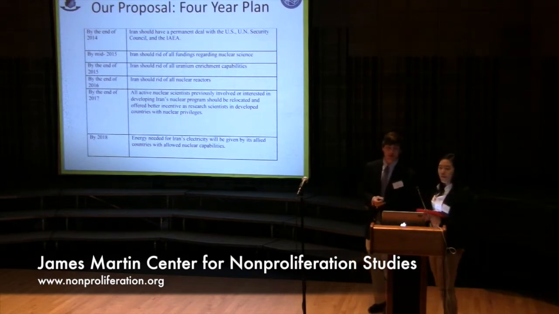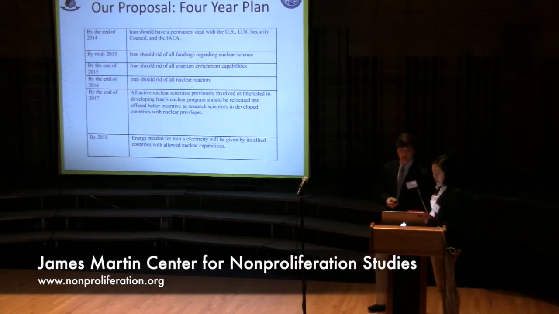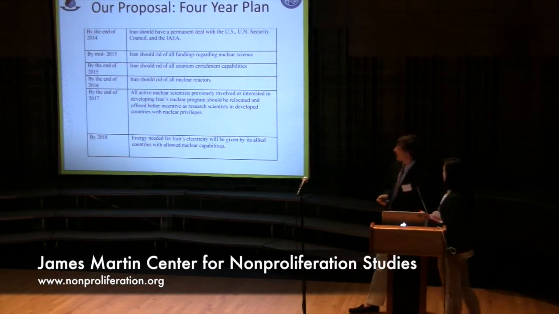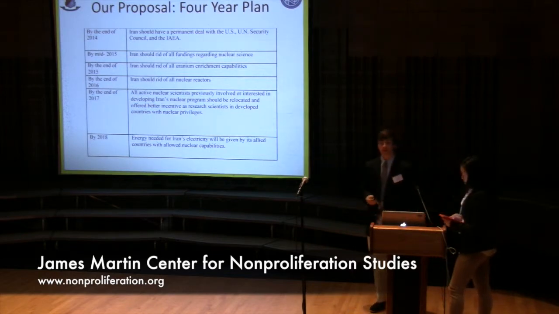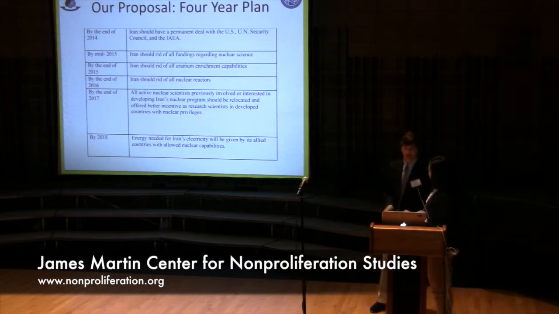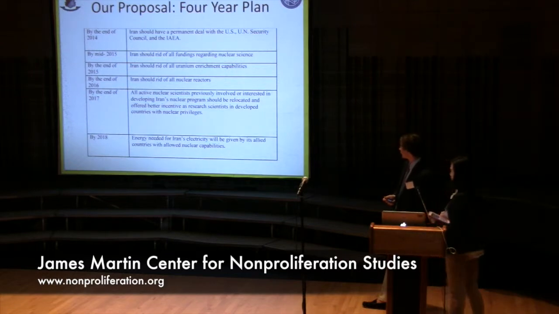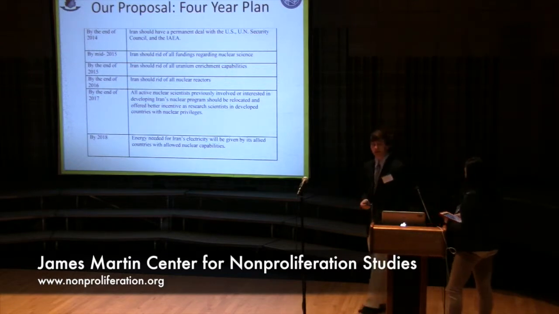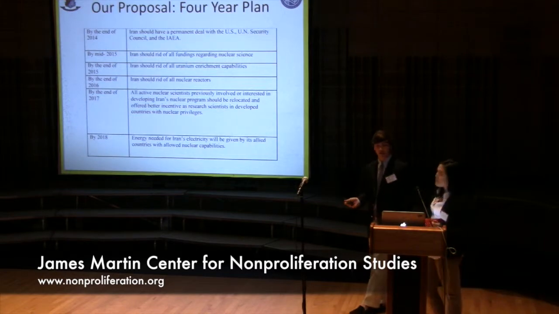So we came up with a 4-year plan to solve this problem. By the end of 2014, Iran should have a permanent deal with the U.S., UN Security Council, and IAEA. By mid-2015, Iran should rid itself of all funding regarding nuclear science. By the end of 2015, Iran should rid itself of all uranium enrichment programs and capabilities. And by the end of 2016, Iran should rid itself of all functioning nuclear reactors.